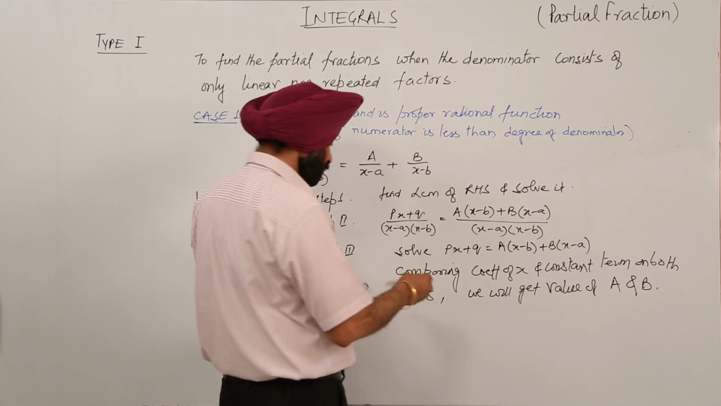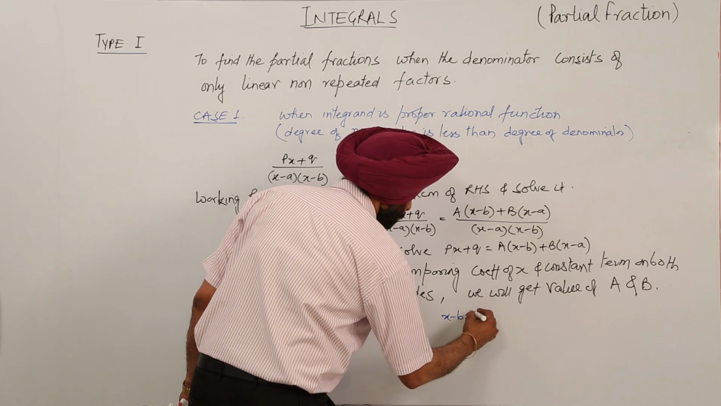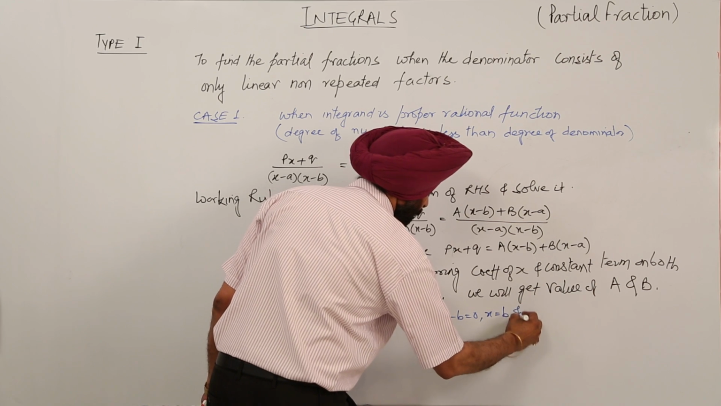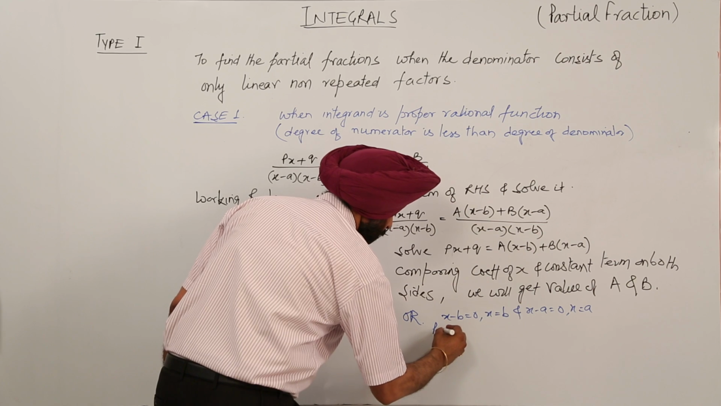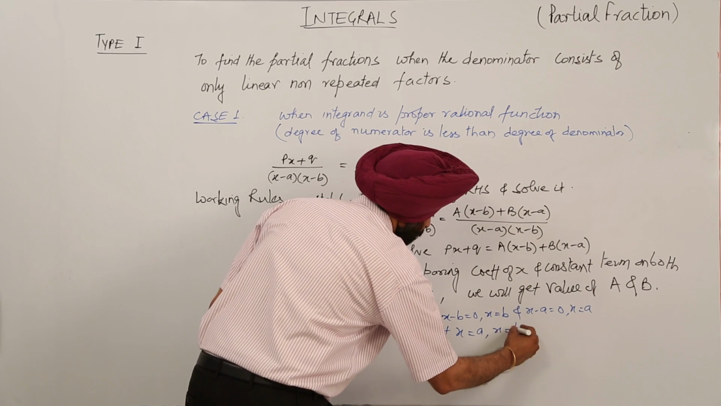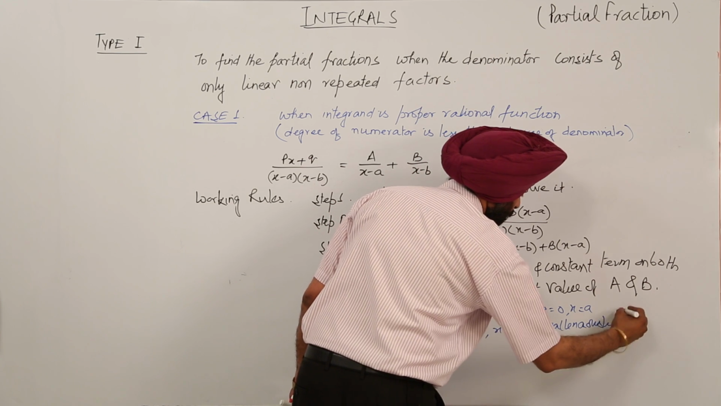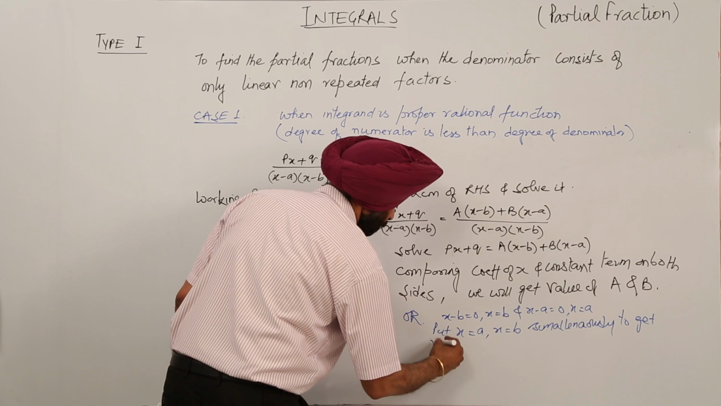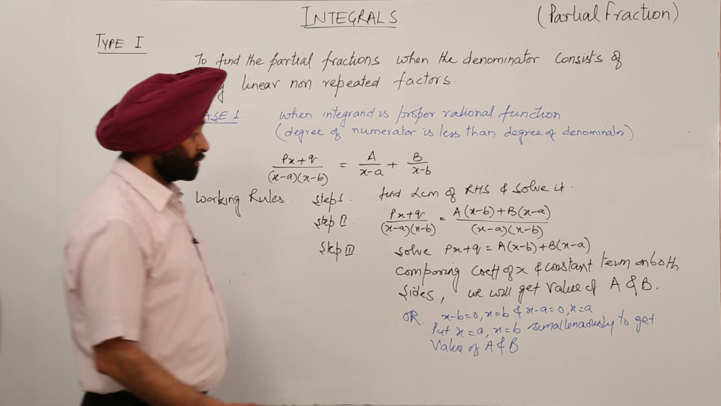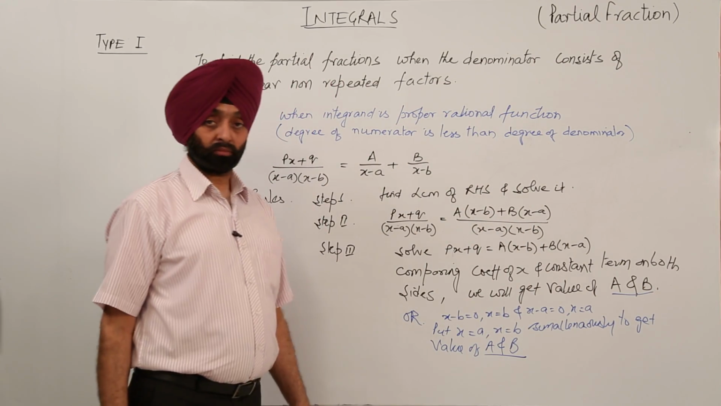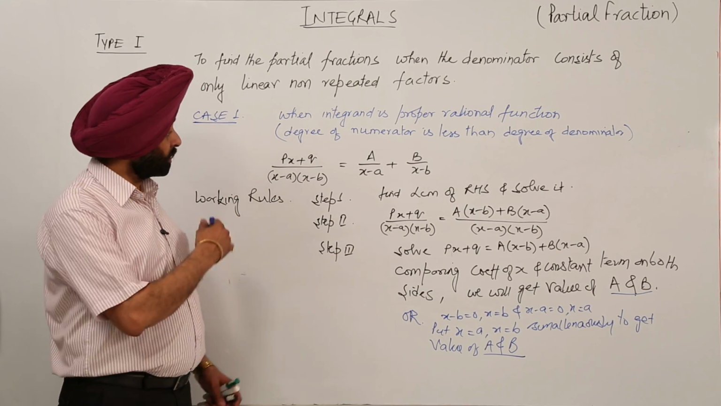Or otherwise what you can do is, x - b = 0, x = b, and x - a = 0, x = a. Put x = a, x = b simultaneously, to get the values of A and B. So like this, we are getting values for both A and B. And when you get the values for A and B, you have decomposed partially. Okay. Now we are going with some nice examples.